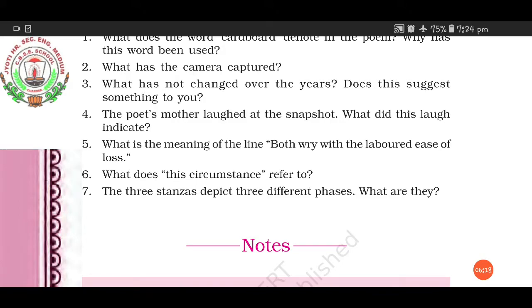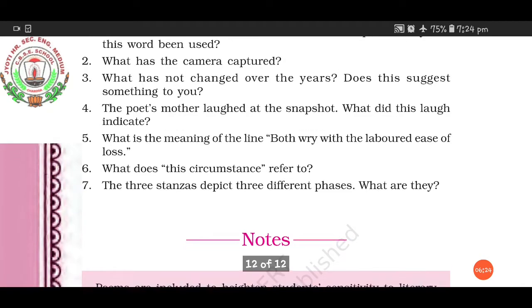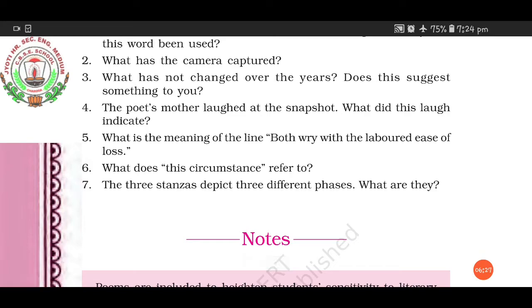And loss. What was the loss? The mother cannot go back to that past, that childhood, to enjoy those days. And the poet's loss is that the mother is no longer alive. So this is the loss.